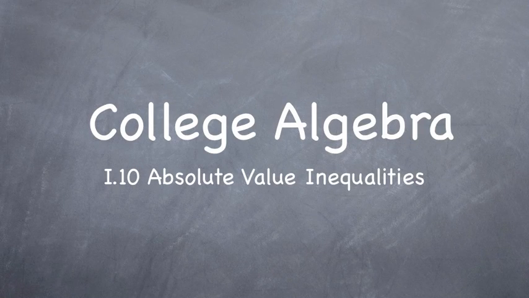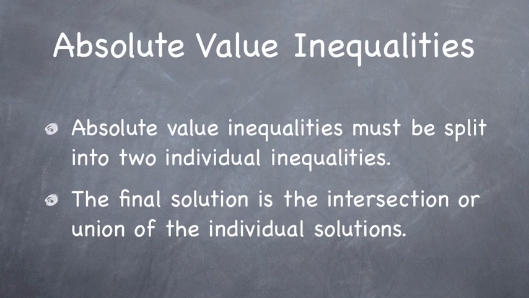This is lesson 110 on absolute value inequalities. So we just finished learning about linear inequalities. They're very similar to linear equations, the only difference being when we multiply or divide by a negative number, we have to change the direction of the inequality. For absolute value inequalities, same rule applies more or less.